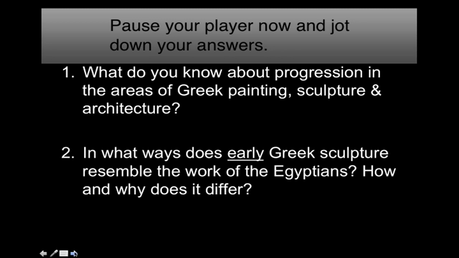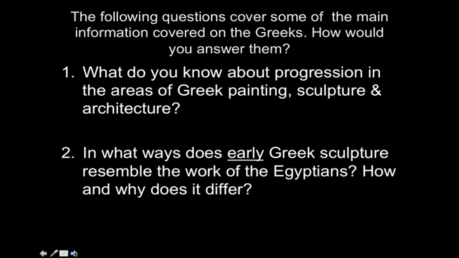One question asks, in what ways does the early Greek sculpture resemble the work of the Egyptians? Early on in the Greek tradition, there is a connection. There are similarities, but unlike the Greeks, the Egyptians were not necessarily looking for progress and development. They weren't necessarily looking for constant change after change after change.